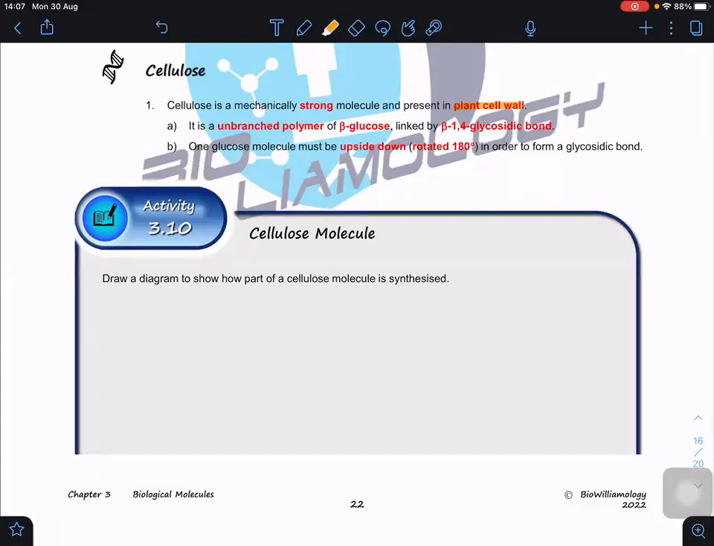Cellulose is an unbranched polymer, and you should know how we join them. It must be 1,4 glycosidic bonds. But compared to amylose, which uses alpha glucose, the plant uses beta glucose. In order to form the cellulose molecule, alternate glucose molecules must be upside down. They have to rotate 180 degrees upside down in order to form this glycosidic bond.